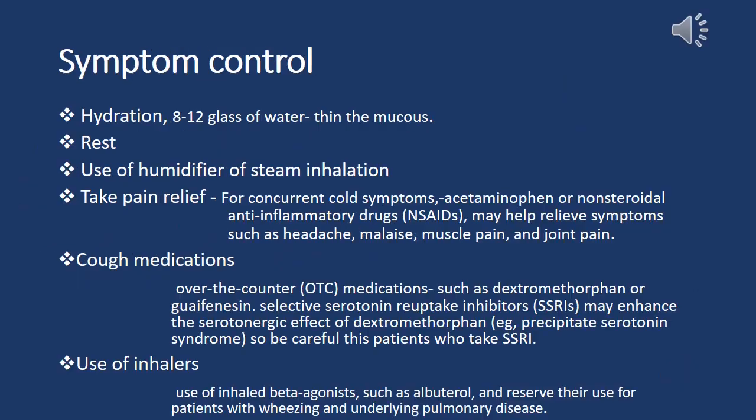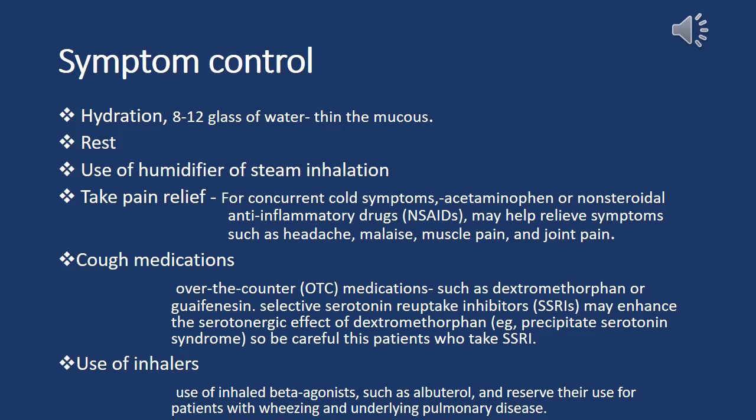Managing symptoms in acute bronchitis is key to easing discomfort and aiding recovery. Symptom control involves a multifaceted approach, addressing hydration, rest, medications, and inhalers to alleviate discomfort. Staying hydrated by consuming 8-12 glasses of water daily helps to thin mucus, making it easier to expel. Adequate hydration is vital for managing symptoms. Rest is crucial. Allowing the body time to recover supports the immune system and aids in combating the illness. Using a humidifier or steam inhalation helps to moisten the airways, providing relief from cough and facilitating easier breathing.